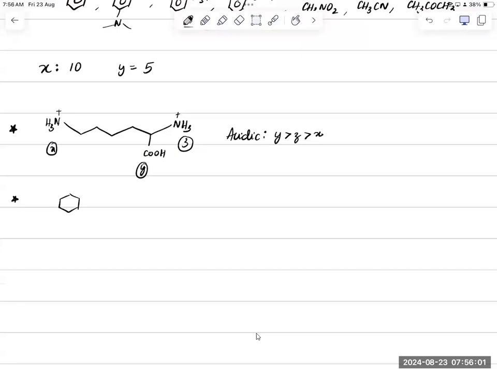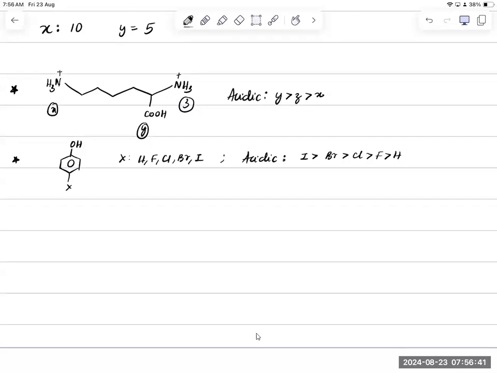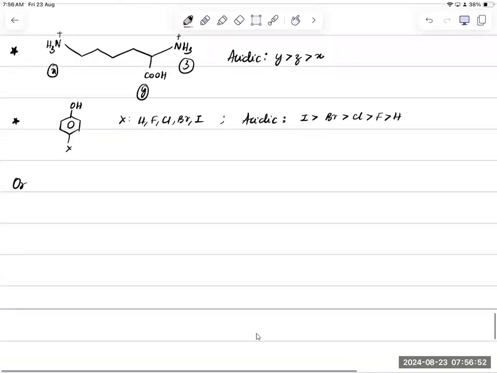If I was to ask what is the acidic nature of this one, OH with X, where X is hydrogen, fluorine, chlorine, bromine, and iodine. In that case, because of strong back bonding, the acidic strength order will be iodine greater than bromine, greater than chlorine, greater than fluorine, greater than hydrogen. This will be the order for this case. Everyone understood? Okay. Now let us see the ortho effect on carboxylic acid.